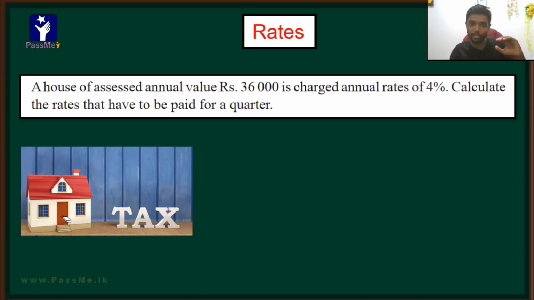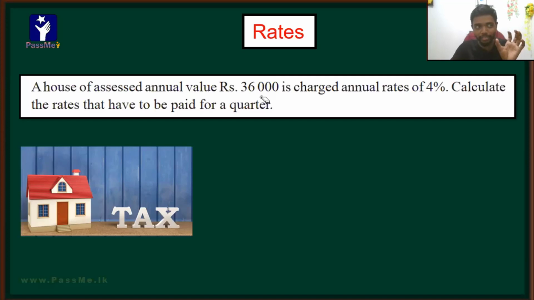Related to this house, there are some other houses near this house which have a value of less than 36,000. So from that we can assume that the person living in this house has a huge salary or huge income. Therefore, the government says that you should be able to pay 4% of the annual value of your house.